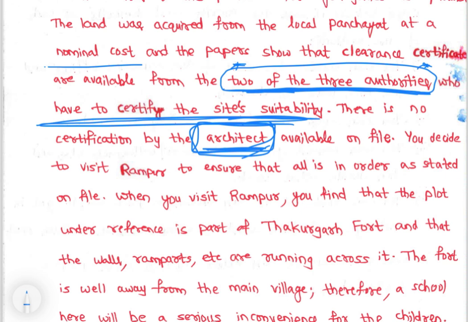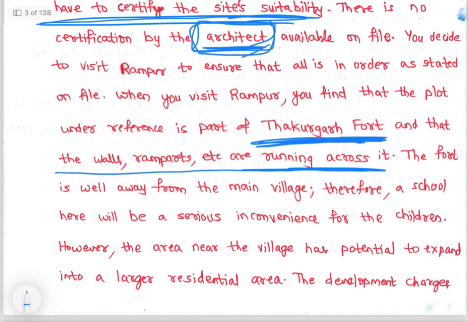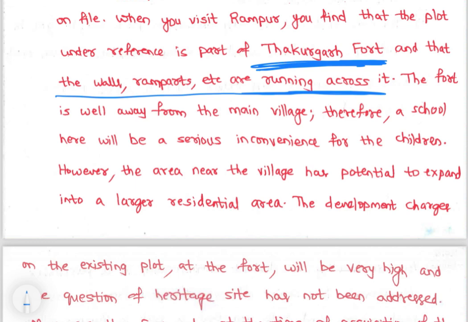When you visit Rampur, you find that the plot under reference is part of Thakurgarh Fort and the walls, ramparts etc. running across it. जो भी स्कूल के लिए प्लॉट एलोकेट किया वो एक फोर्ट है, पुराना फोर्ट उस एरिया में. The fort is well away from the main village. Therefore, a school here will be a serious inconvenience for the children.